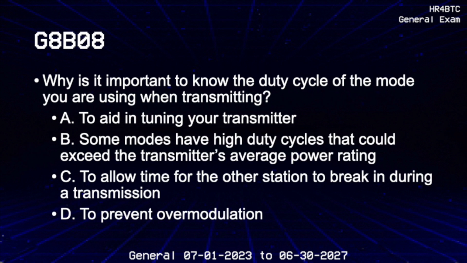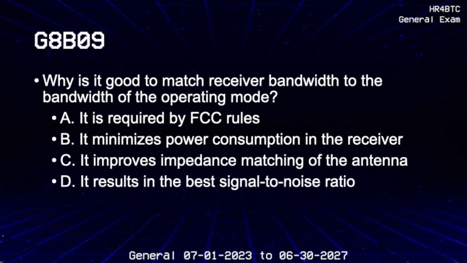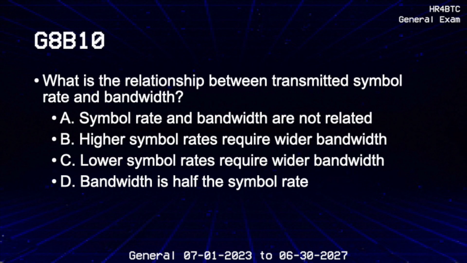Why is it important to know the duty cycle of the mode you are using when transmitting? Some modes have high duty cycles that could exceed the transmitter's average power rating. Why is it good to match receiver bandwidth to the bandwidth of the operating mode? It results in the best signal-to-noise ratio. What is the relationship between transmitted symbol rate and bandwidth? Higher symbol rates require wider bandwidth.